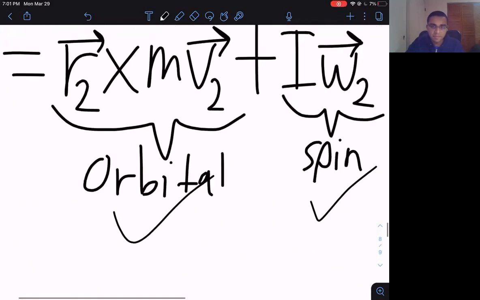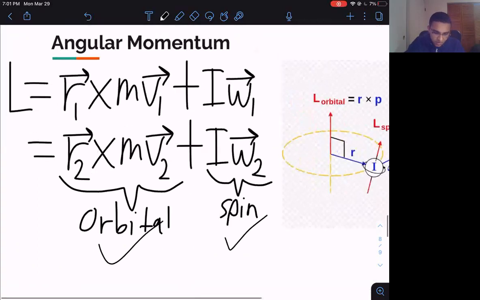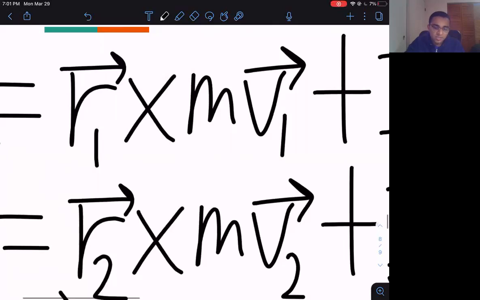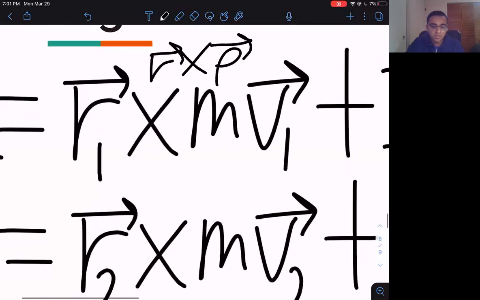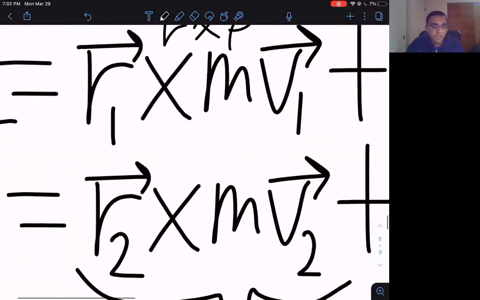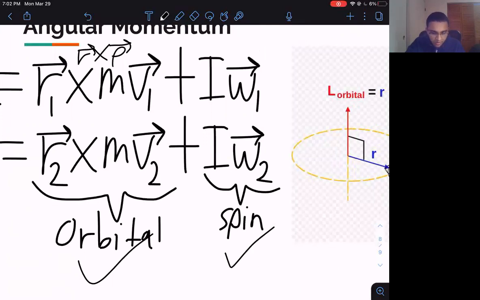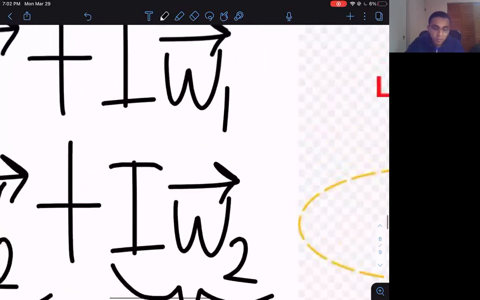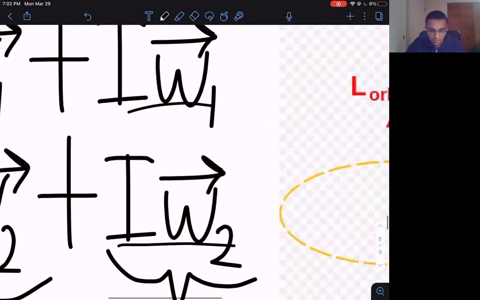Then you have the different types of angular momentum there, right? So your orbital angular momentum is r cross p, which is radius cross momentum, right? It's a cross product using your pre-calculus ideas, right? So you have r cross mv, and then you have the spin term, right? You have this moment of inertia times angular velocity term, which is your spin angular momentum that you see over here, right? Is this term.